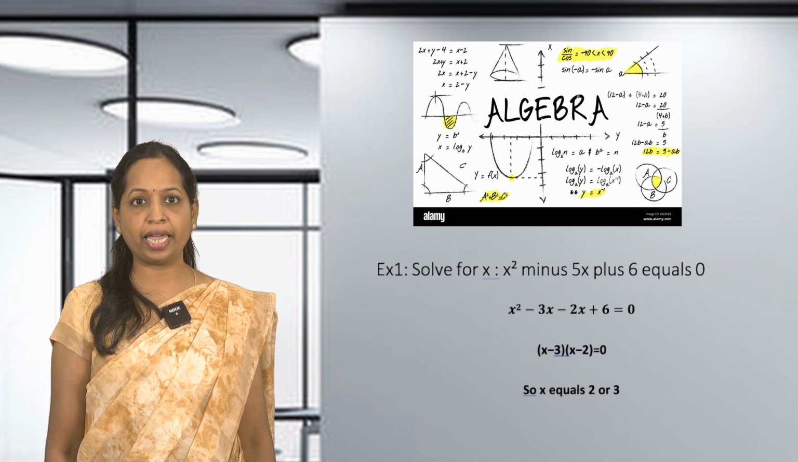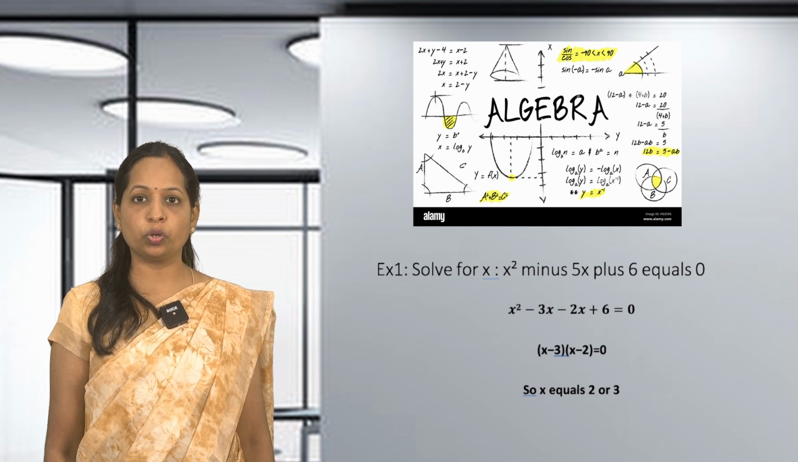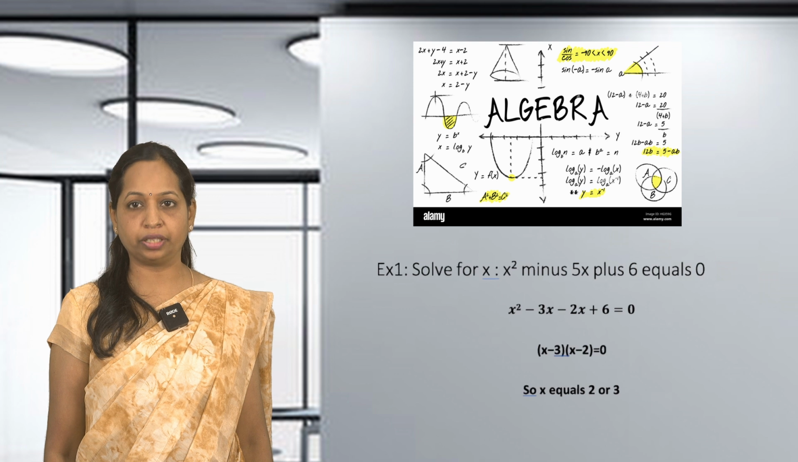So the factors are (x minus 3) into (x minus 2) is equal to 0. So x equals 2 or 3.